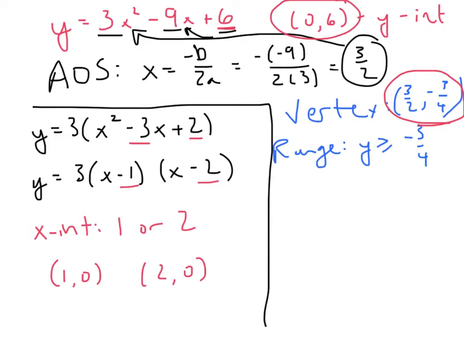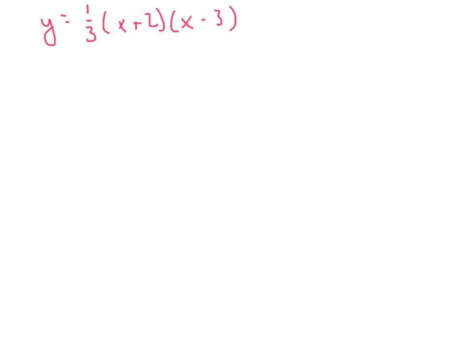And finally, I'm going to look at a factored form equation. So here's a factored form equation, and the nice thing about a factored form equation is how easy it is to get x-intercepts, which in this case are negative 2, 0, and 3, 0. So I've got 2 points right there.